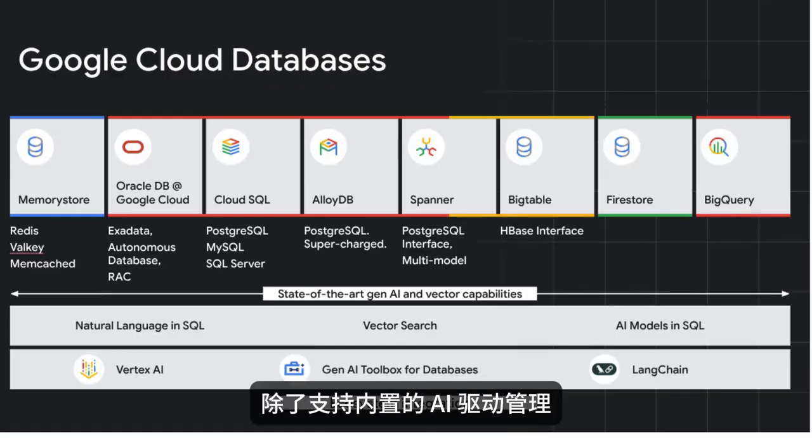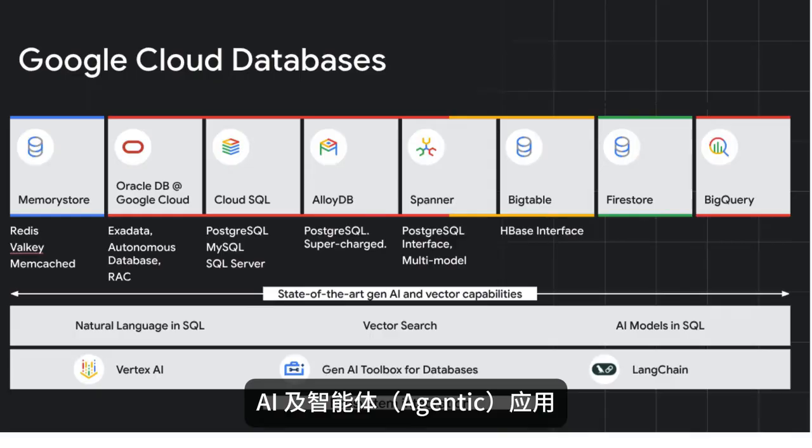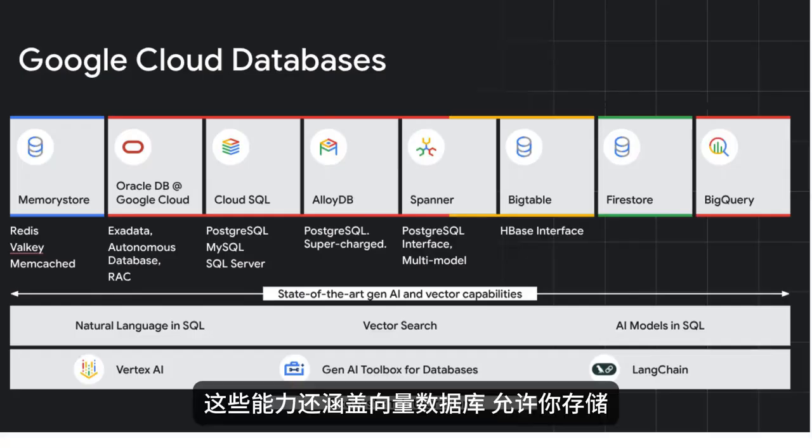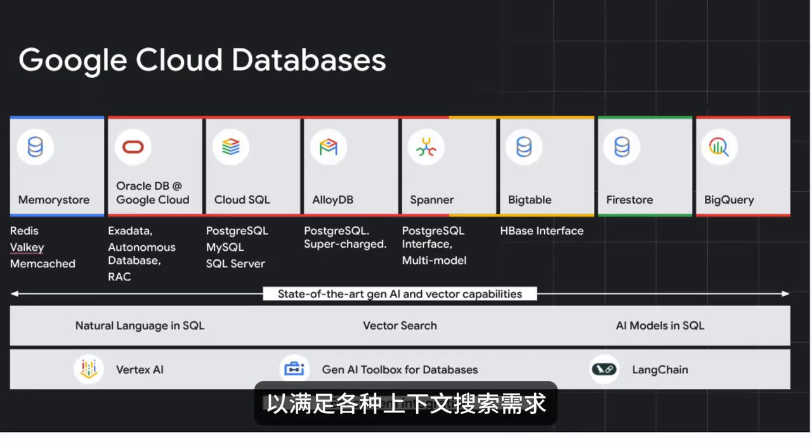Besides supporting built in AI powered management, it also supports direct integration with Vertex AI models, which means you can seamlessly build generative AI and agentic applications right from where your data is stored. These are vector databases that allow you to store, index, and query embeddings for all of your contextual search needs.